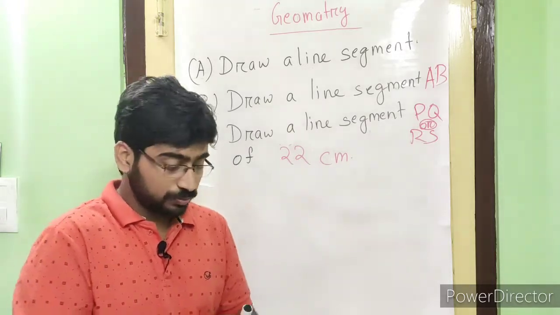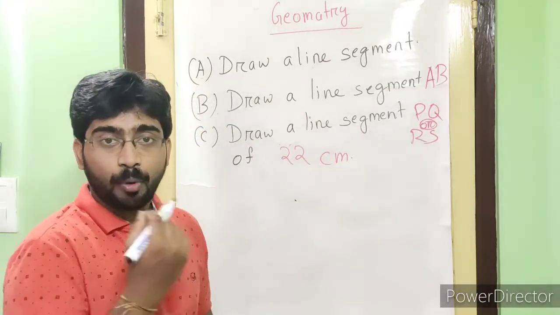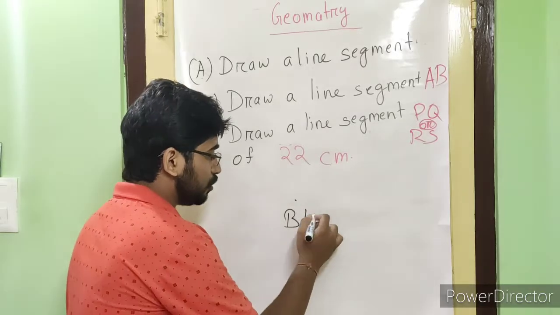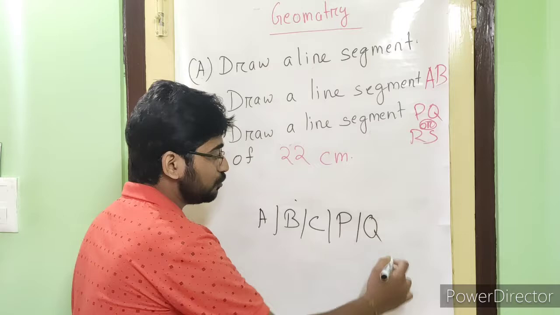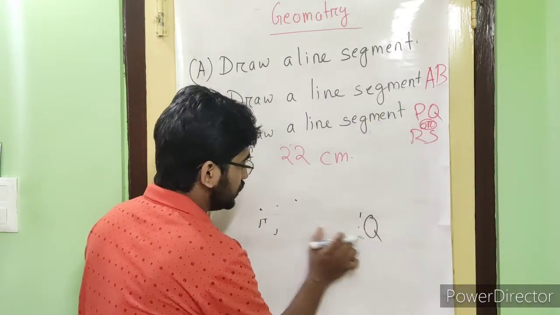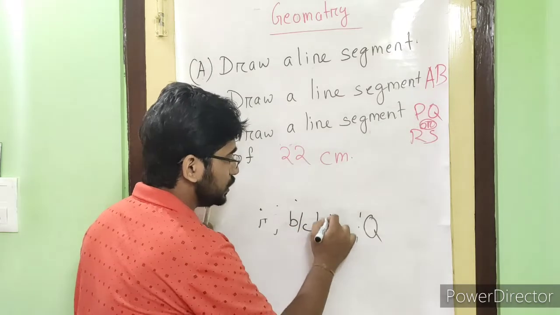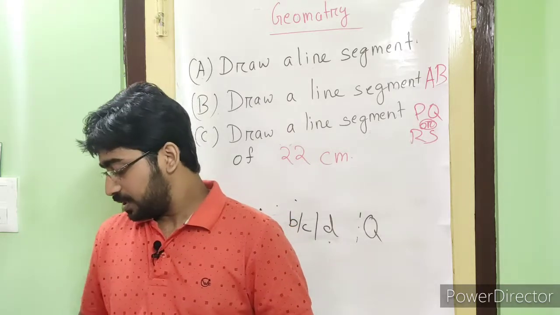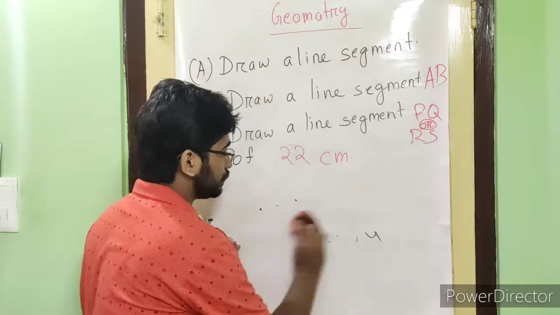And one of the most important things: when we give a name to a point, we should use a capital letter, like A, B, C, P, Q. We should use a capital letter. No small letter will be allowed here. If we write small b or c or d, it will not be accepted. So point names will be in capital letters.